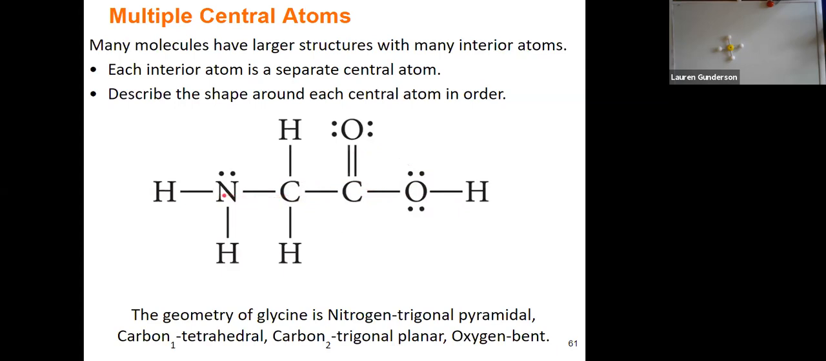Okay, so the nitrogen over here is AX3E1. That's going to be trigonal pyramidal. The first carbon is AX4E0. That's a tetrahedral molecular geometry. Carbon 2 is AX3E0. That's a trigonal planar molecular geometry. And oxygen is AX2E2. That is a bent molecular geometry. And there is no overall molecular geometry for the molecule. The molecular geometry has to be described per interior atom.